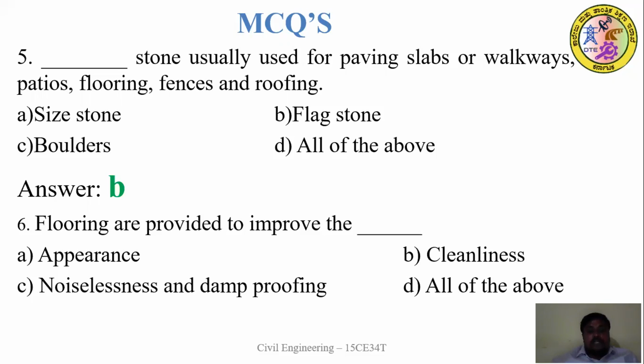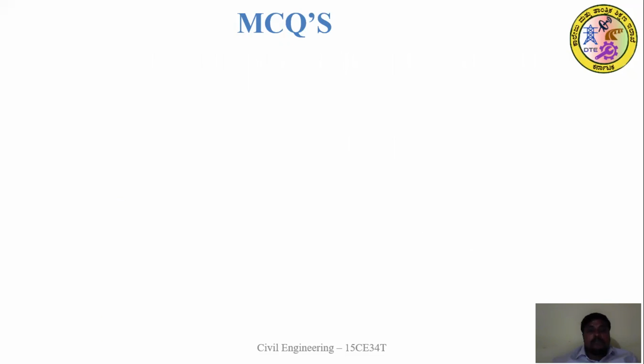Question 6. Flooring is provided to improve the dash. Option A appearance, option B cleanliness, option C noiselessness, option D all of the above. Answer option D, all of the above. The flooring is provided to improve the appearance, cleanliness, noiselessness, and damp proofing.